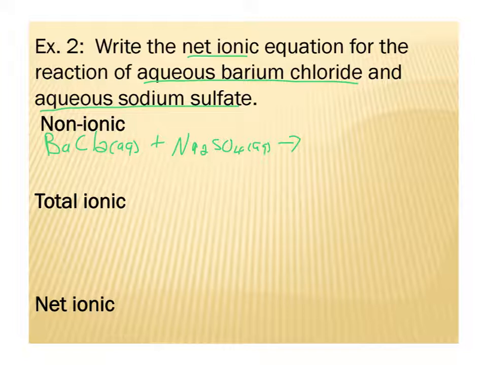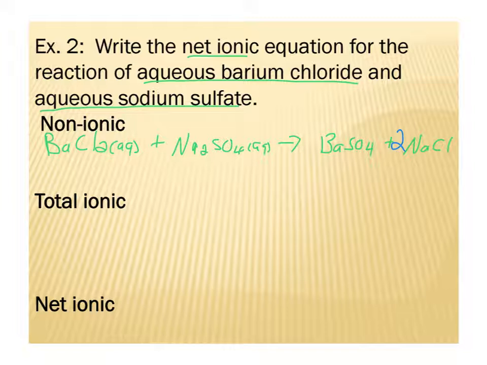So then we know that barium will be paired with sulfate, so it's BaSO4, and we're going to get sodium chloride, NaCl. Right now it's not balanced, but we can easily balance this by putting a 2 in front of the sodium chloride. We also have to check the solubility of our products.